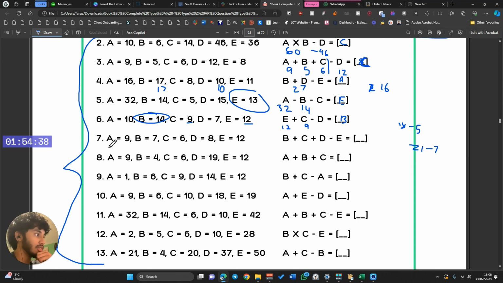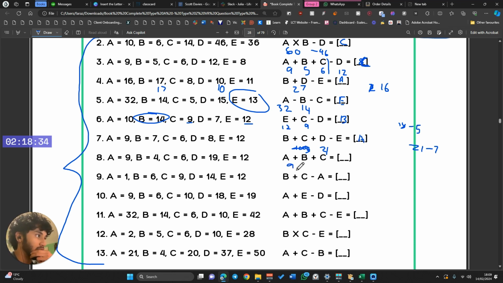And got 4 minutes left. So B plus C is 13 plus D, which is 8, so it's going to be 21. Let's cross that out, and then minus the E is going to be 9, which gives us A.